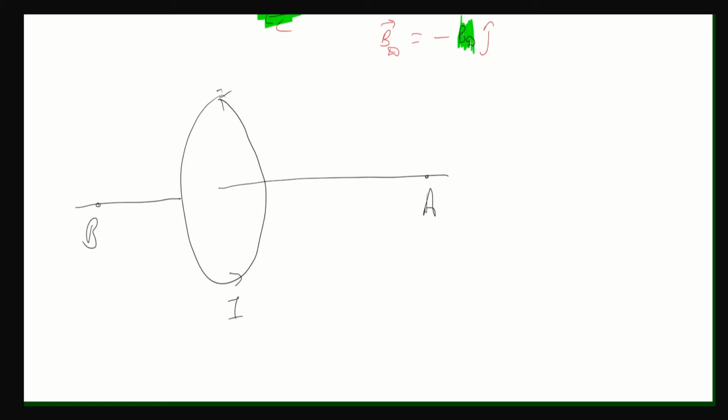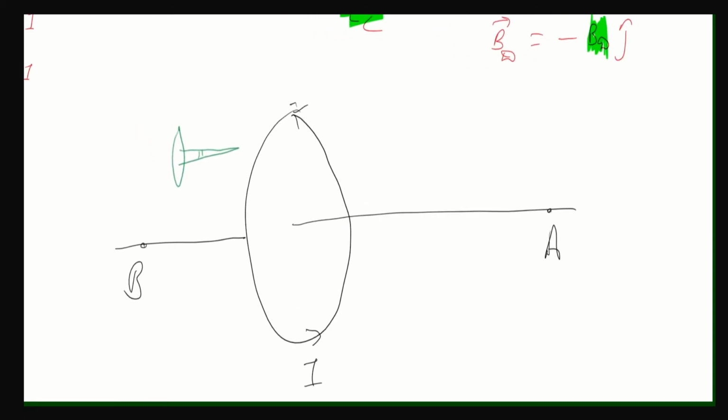What should I do? The rule says to use the right hand screw. Place the right hand screw perpendicular to the loop and then rotate it. How should I rotate it? In the direction of current. What is the direction of current? For now, this is the direction of current. And then you will see that the screw will be advancing in this direction.